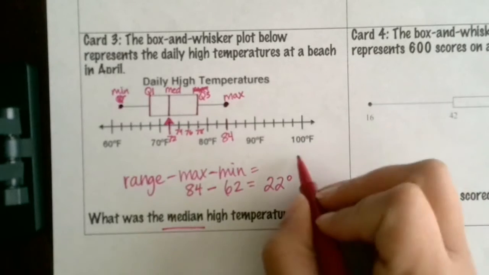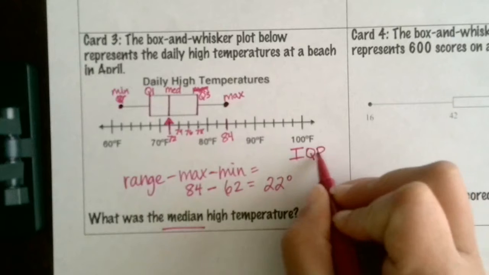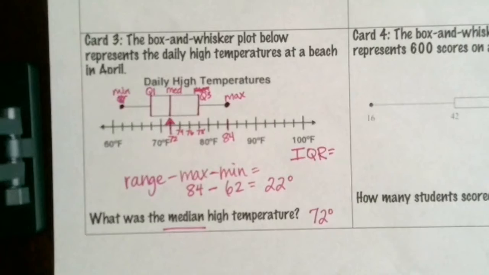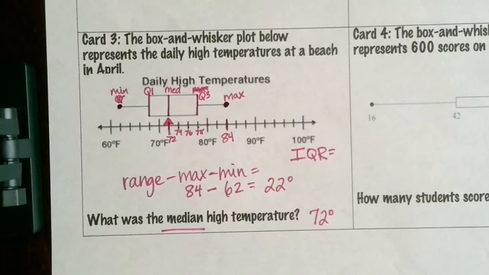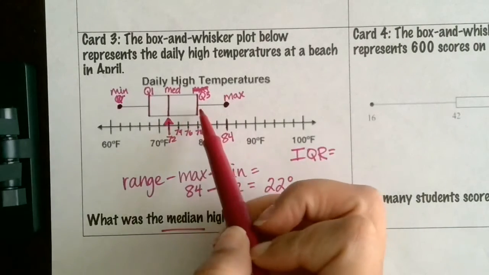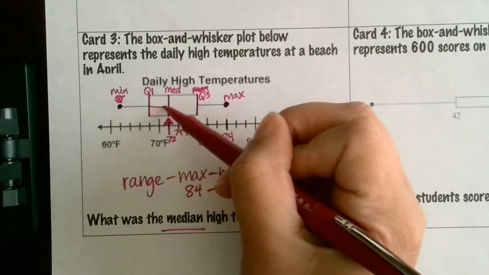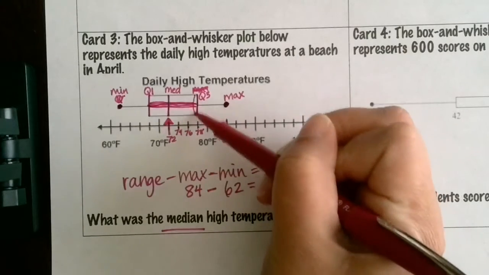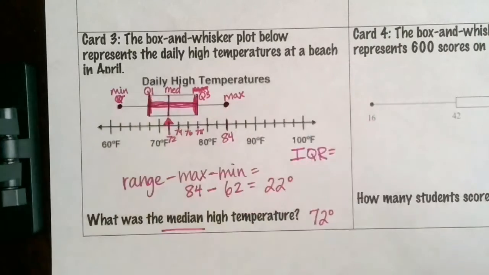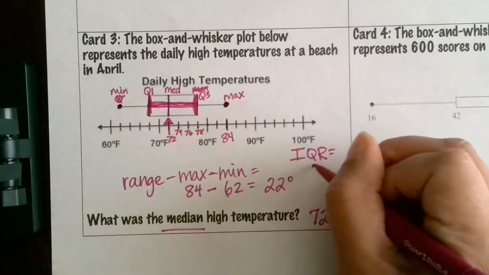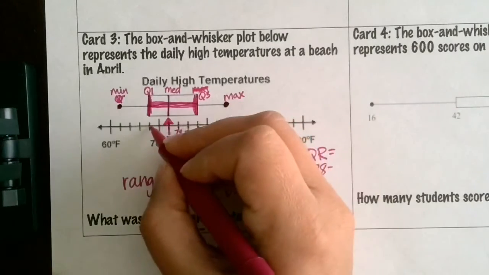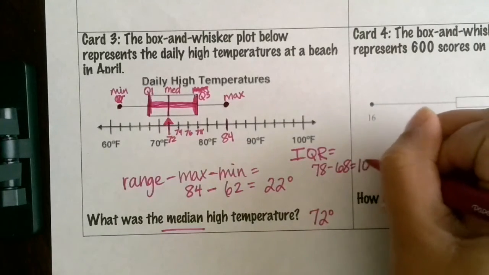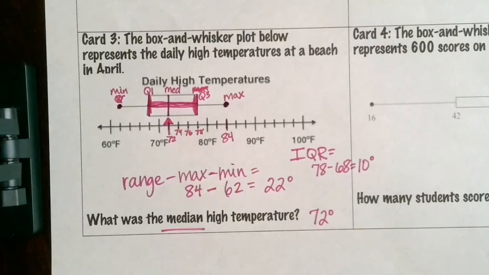They could also ask you for the IQR, the interquartile range. You're going to have one of those in a minute on your practice on the Google Slides. And so the IQR is how much is inside this box. It's this range. That's the interquartile range. So from Q3 to Q1. So Q3 is 78. Q1 is 68. So that would make the IQR 10 degrees.